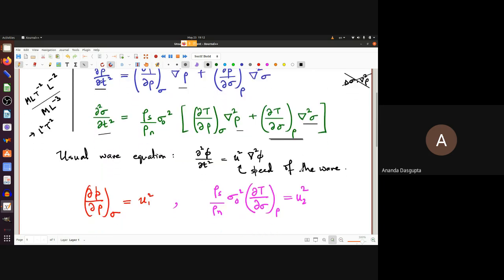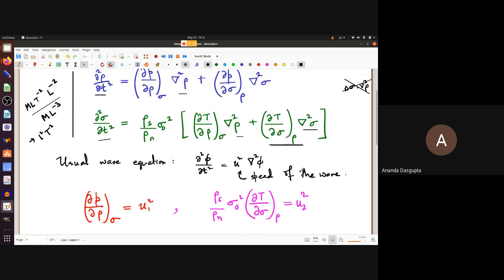And that is why, before we proceed any further, we are going to actually give them names. Del P del rho at constant sigma, this coefficient, I'm going to call U1 square, and this coefficient, rho s by rho n sigma 0 square into del T del sigma at constant rho, I'm going to call U2 square. These are two velocities, at least dimensionally, U1 and U2 are velocities. What do they signify? That will come out from the calculation itself.